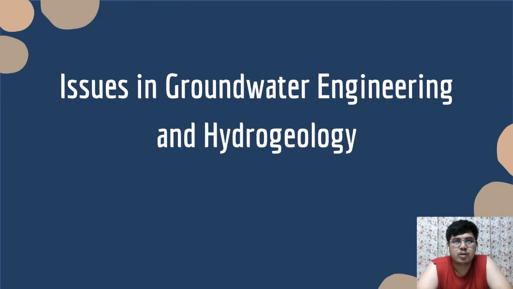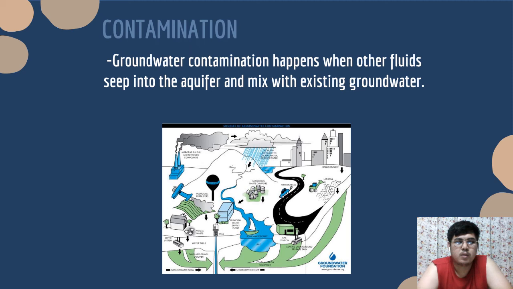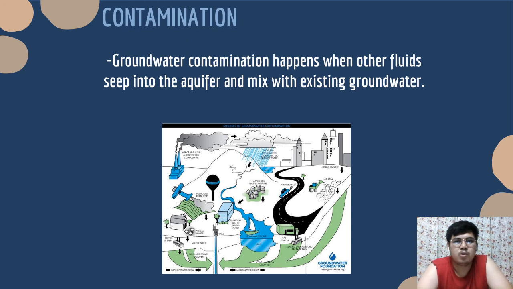Issues in groundwater engineering and hydrogeology. Contamination. Groundwater contamination happens when other fluids seep into the aquifer and mix with existing groundwater. Pesticides, fertilizers, and gasoline are common contaminants of aquifers.